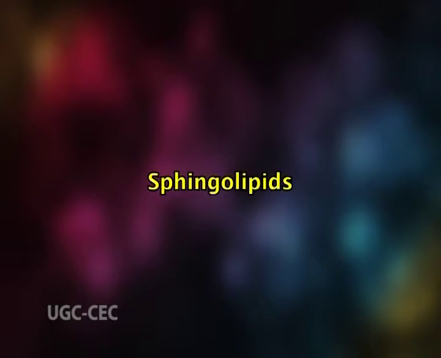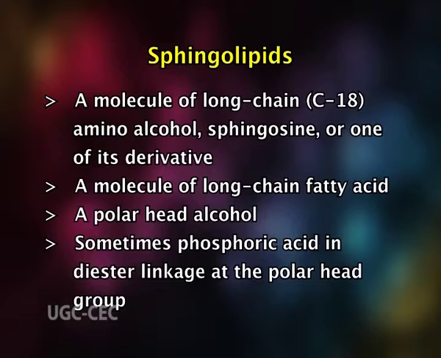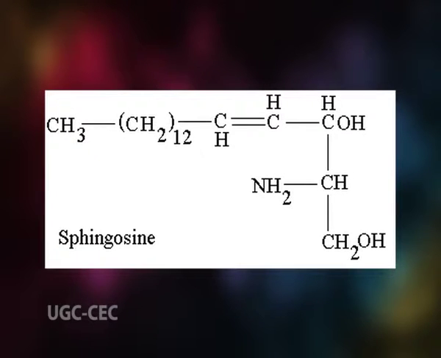Sphingolipids are composed of, number 1, a molecule of long-chain amino alcohol, sphingosine, or one of its derivatives. Number 2, a molecule of long-chain fatty acid. Number 3, a polar head alcohol. And number 4, sometimes phosphoric acid in diester linkage at the polar head group. A sphingosine molecule has OH, NH2 and OH groups at C1, C2 and C3 positions respectively, which are structurally homologous to the 3 OH groups of glycerol in glycerophospholipids.